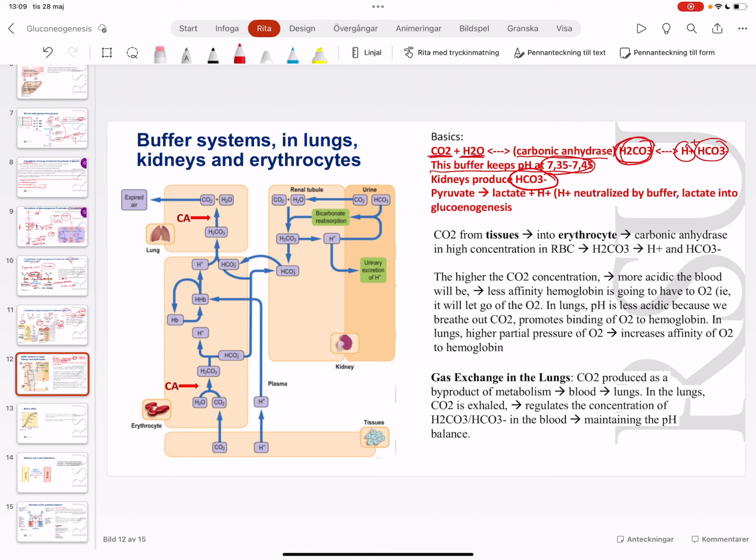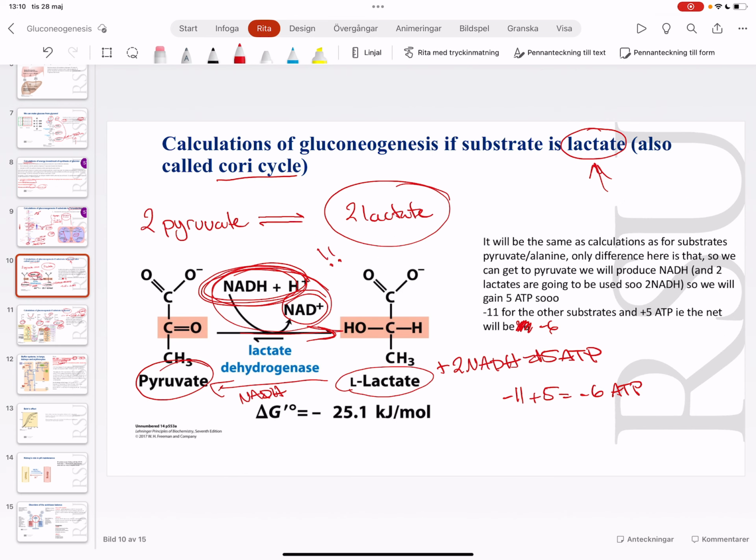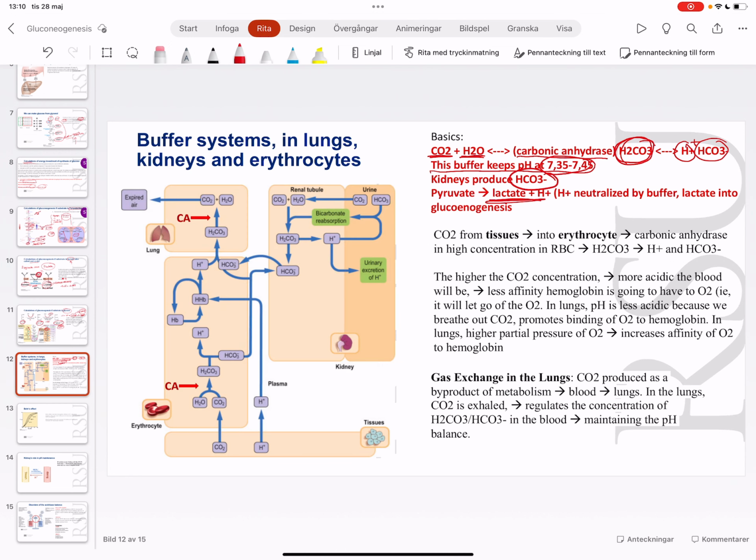Also, another thing to remember is that when lactate is produced, it produces hydrogens together with it. If we look at the reaction, pyruvate to lactate will give us hydrogen ions right here, and this will increase the acidity. So once we produce lactate, we increase acidity, and this acidity is neutralized by the bicarbonate buffer system.